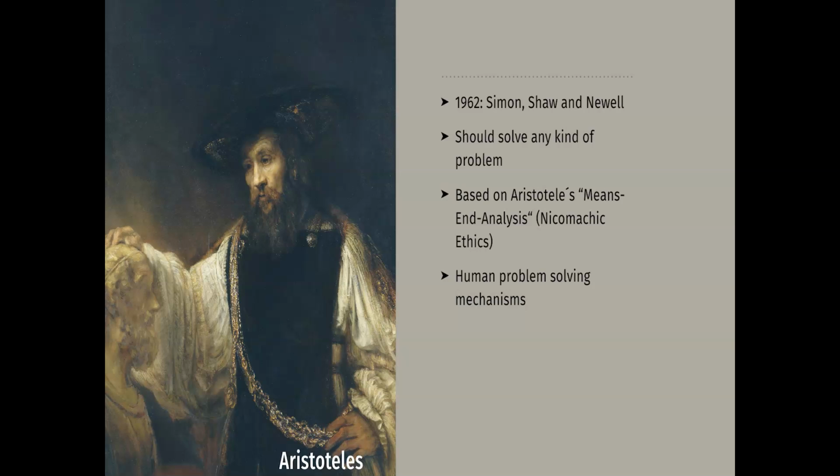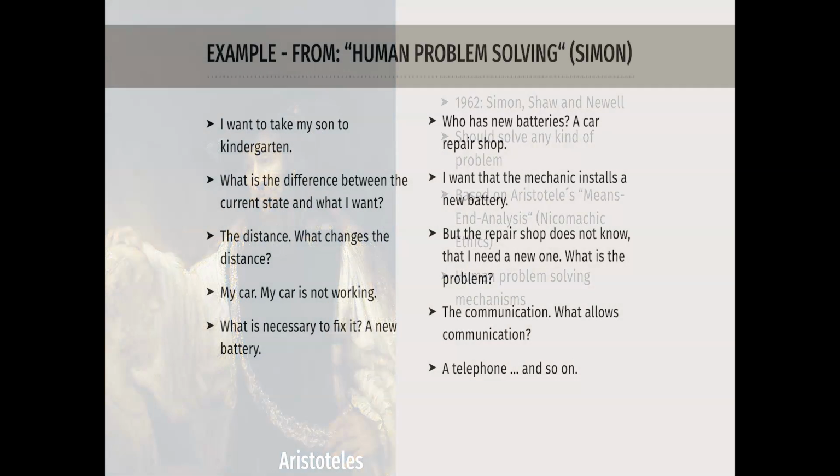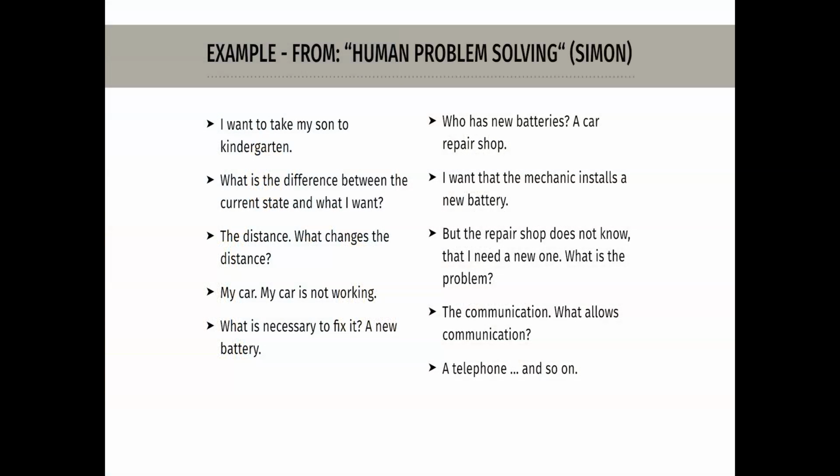For this purpose, the goal to be achieved is divided into smaller sub-goals, which, if they are all worked through, will necessarily lead to the desired final goal. Here we see an example from Simon's human problem solving, which illustrates the principles of the method well. The primary goal in this example is to get my son to kindergarten.